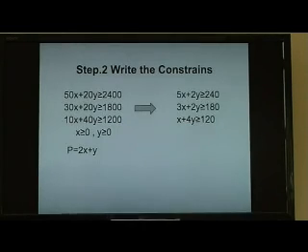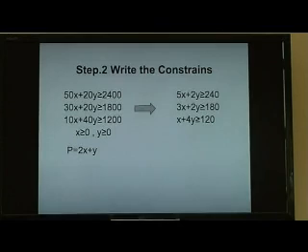30x plus 20y should be greater or equal than 1,800. 10x plus 40y should be greater or equal than 1,200. X and y should both be greater or equal to 0. Simplified, we can find that 5x plus 2y should be greater or equal than 240.